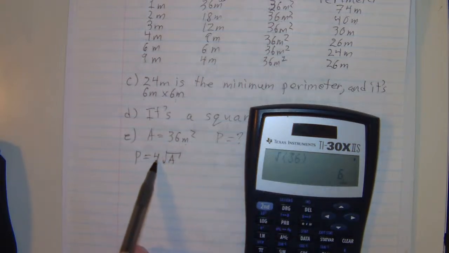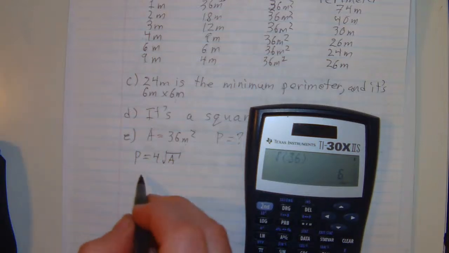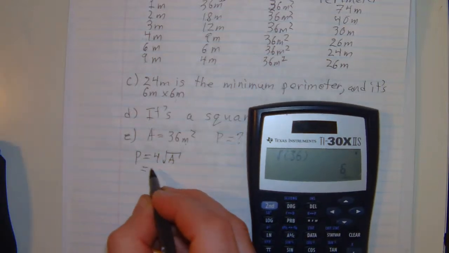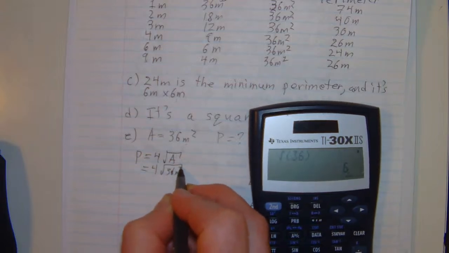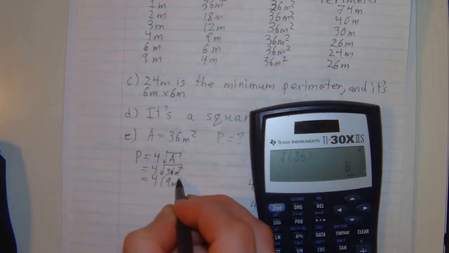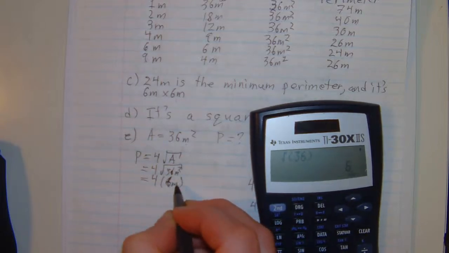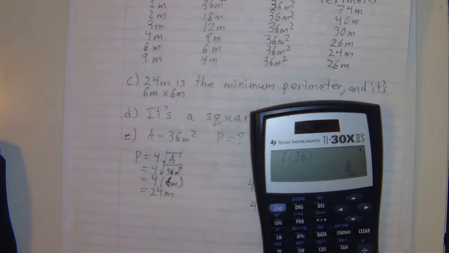And then if I take that and multiply by 4, I'm going to get the full perimeter of this square. So here we go, 4 times the square root of 36 meters squared. That gives us 4 times 6 meters, pardon me. 4 times 6 meters is 24 meters. And so that is the smallest perimeter that we can have.